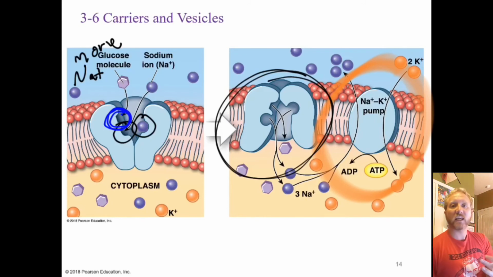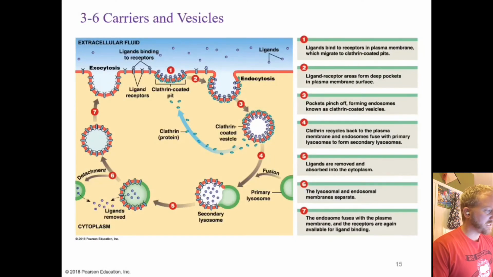And then eventually that concentration gradient is going to resettle, so we've got the same amount of sodium on both sides. Then that sodium potassium pump is going to kick in, active transport. It's going to use energy to move that sodium back out, reestablishing that concentration gradient to bring more glucose back in. Let's keep talking about active transport.